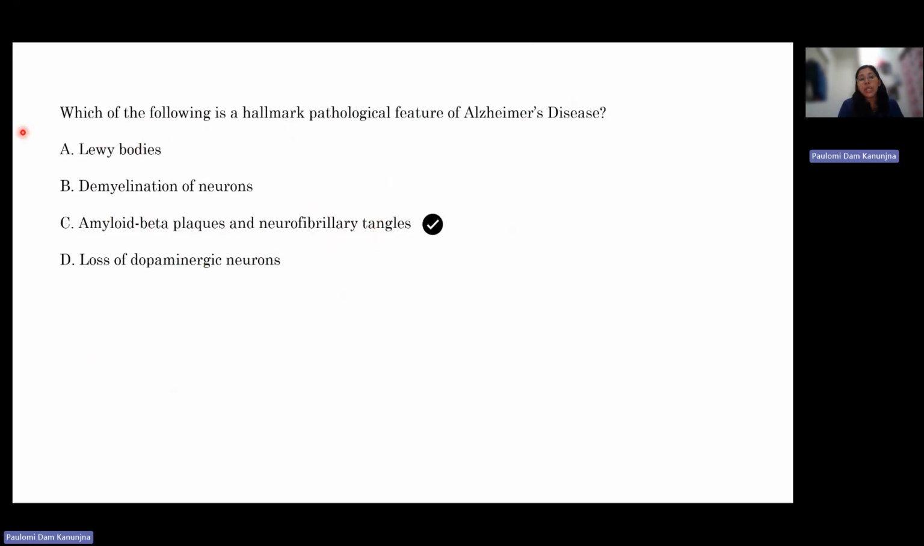The other thing, Lewy bodies, if you remember, we discussed in Parkinson's. Demyelination is related to a disease called multiple sclerosis. And dopaminergic neurons, dopamine is again for Parkinson's, because Alzheimer's is about acetylcholine, or the acetylcholine neurons are the ones getting affected in Alzheimer's.